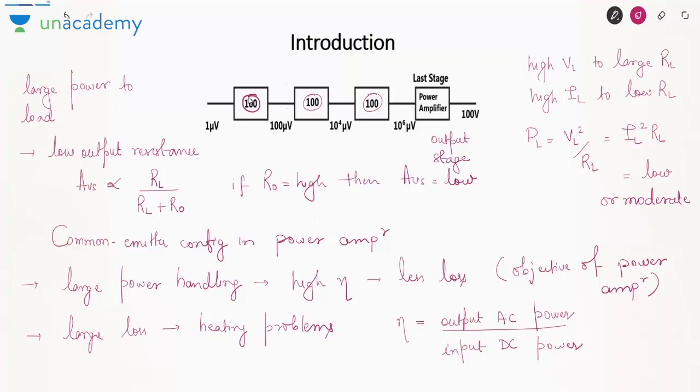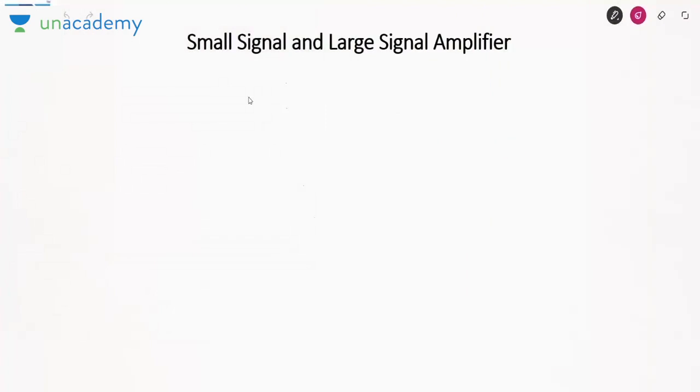Now see here, the input signal to the first amplifier is 1 microvolt. Due to 100 gain it becomes 100 microvolt. Then 100 gain, 10 to the power 4 microvolt. Then 100 gain, 10 to the power 6 microvolt, or you can say 1 volt. Then power amplifier makes it 100 volt. So at the first amplifier input was 1 microvolt, but at the last amplifier it is 1 volt. That means power amplifiers deal with the large input voltage, and hence they are called large signal amplifiers.